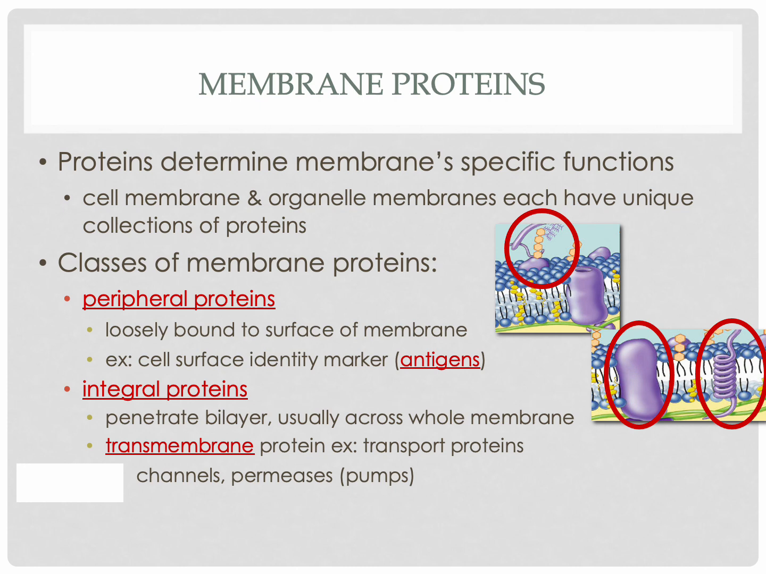Proteins determine the membrane-specific function. Cell membrane and organelle membranes each have a unique collection of proteins. You have peripheral proteins. These are the ones that are going to sit on the surface of the membrane, cell surface identity markers such as antigens. And then the integral proteins, these are the ones that actually go through the membrane. Transmembrane proteins such as a transport protein or the channels, or using the permeases, which are pumps, to allow substances to move through them.